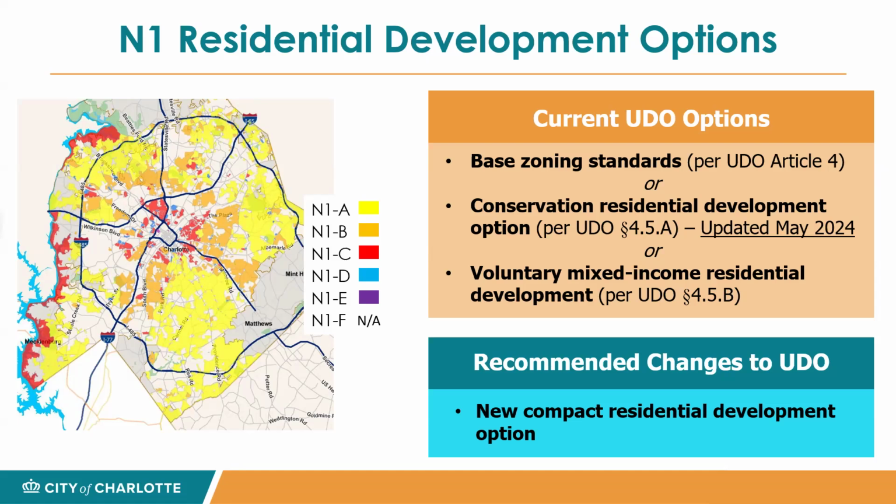So conservation is fairly similar to that. The difference is there are a couple design standards in conservation that are not in voluntary mixed income. But on the flip side, with voluntary mixed income, you can go all the way down to developments of 1 acre and greater, whereas conservation really starts at about 5 acres because you have to preserve a minimum of 2 acres in conservation to even qualify. That's the smallest area that can be preserved. So that's what exists on the books today.